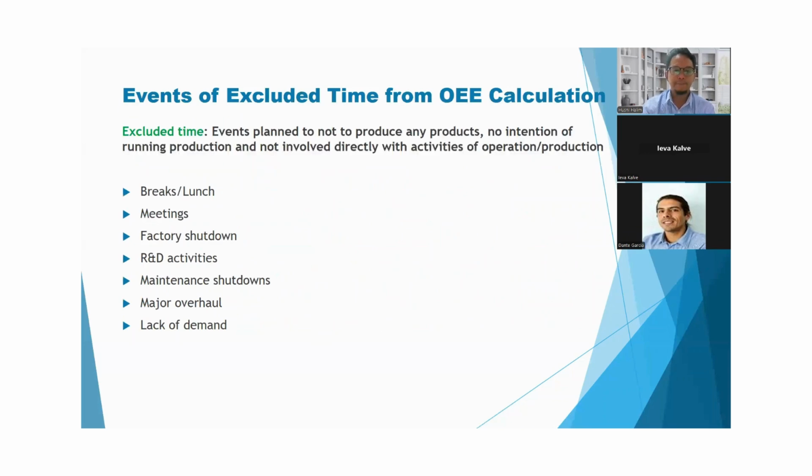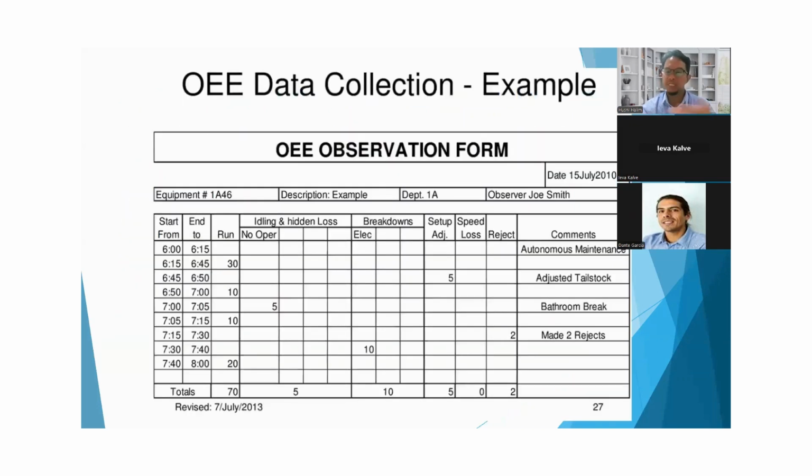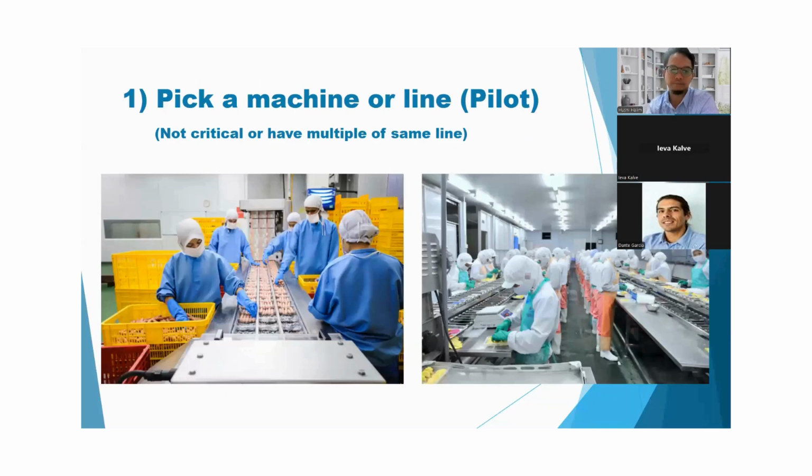Right. There are a few things in the events that are not calculated. I'll share these slides with you guys, if you want to use them for future reference. You can contact me later if you're interested in more details on this. This is basically some of the data collection forms you can use if you're doing manual data collection, with the operators or the line leaders capturing all the data in terms of the time spent in production. These are some samples you can use.